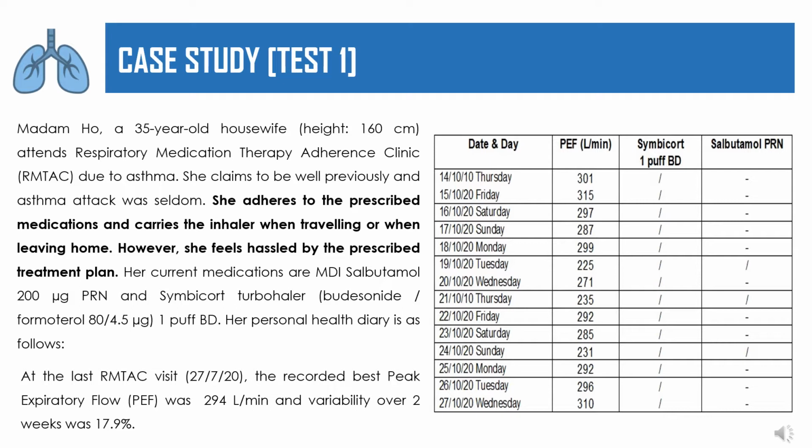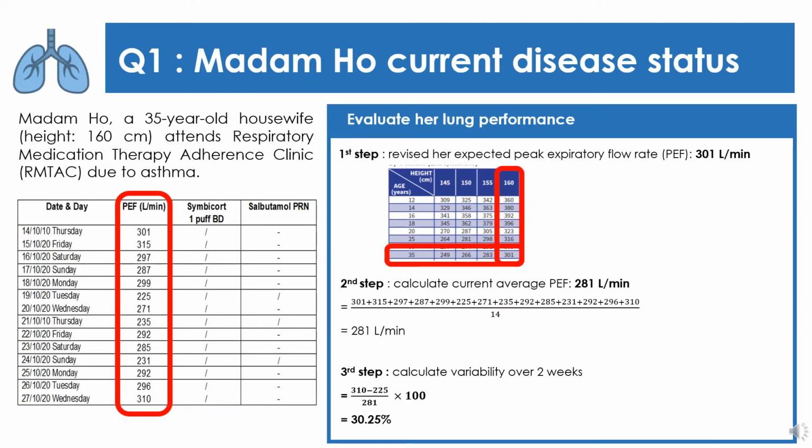Her personal health diary is in the table. At the last RM Tech visit, which is on 27 July 2020, her recorded best peak expiratory flow was 294 liters per minute and variability over 2 weeks was 17.9%. So the first question: what is Madam Ho's current disease status?